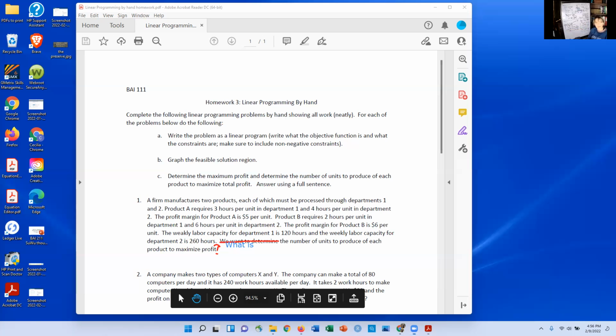So our answer is that the profit is a maximum of $280 when 20 units of product A and 30 units, sorry about my handwriting, of product B are made and sold.